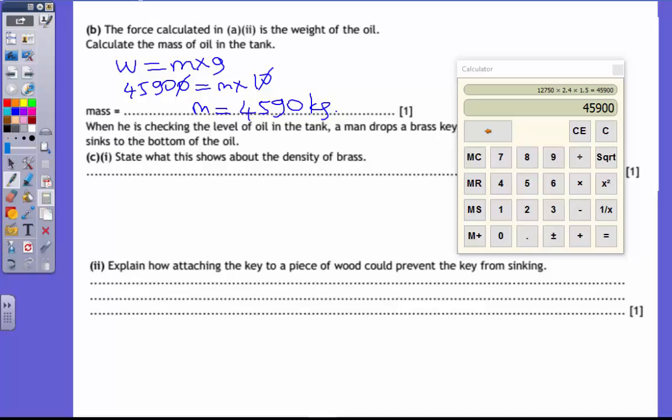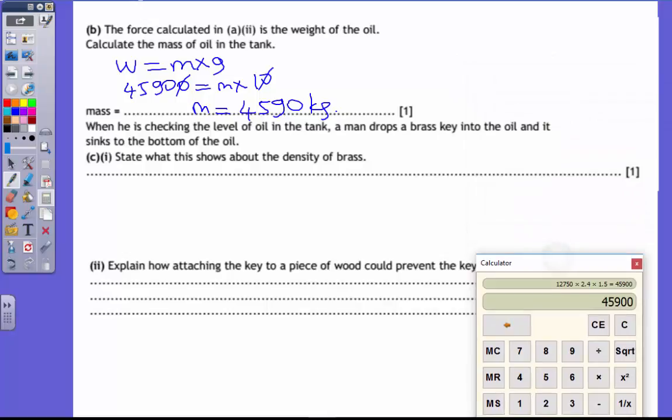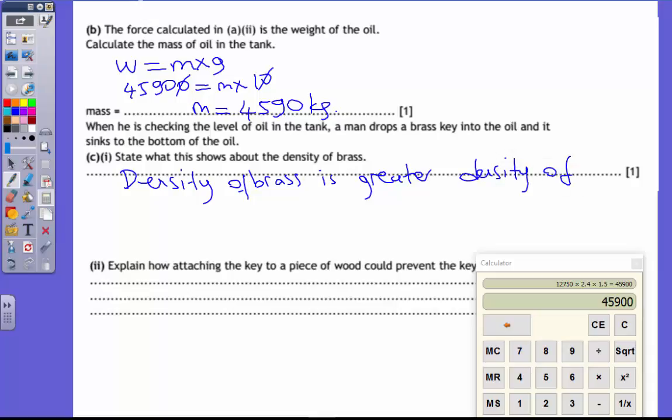When checking the level of oil in the tank, a man drops a brass key into the oil and it sinks to the bottom of the oil. State what this shows about the density of brass. The density of brass is greater than the density of oil.